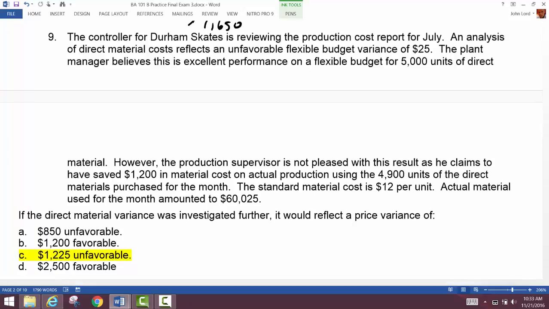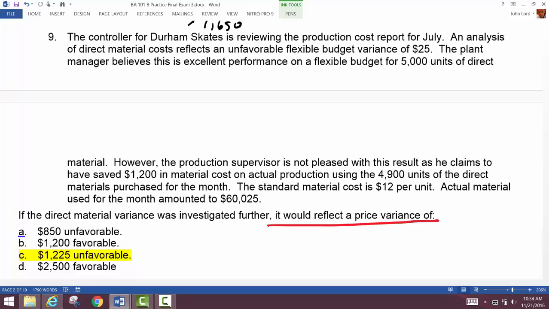What are we looking for? We're looking for the price variance here. Okay. And I like this one. The controller for Durham Skates is reviewing the production cost. And we have an unfavorable flexible budget variance of $25. So we're pretty close to 0 here on our variance, aren't we? Okay. And so what happens?